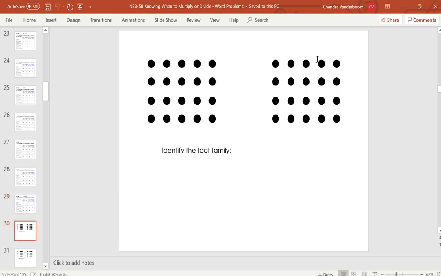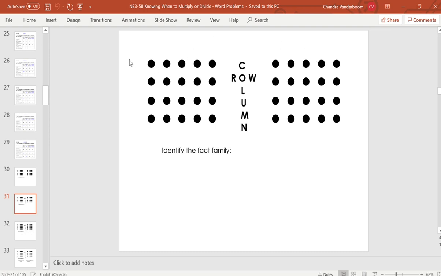Wonderful. Then we have some arrays. It's been a little while, I think, since we did some arrays. We need to identify the fact family that these arrays are showing. Remember we talked a couple lessons ago about fact families, that every picture like this shows us 2 multiplication and 2 division questions. So let's take a look at what this is. Remember from way back long time ago, we talked about rows and columns. And here's how we can write it out to remember: rows go sideways and columns go up and down.